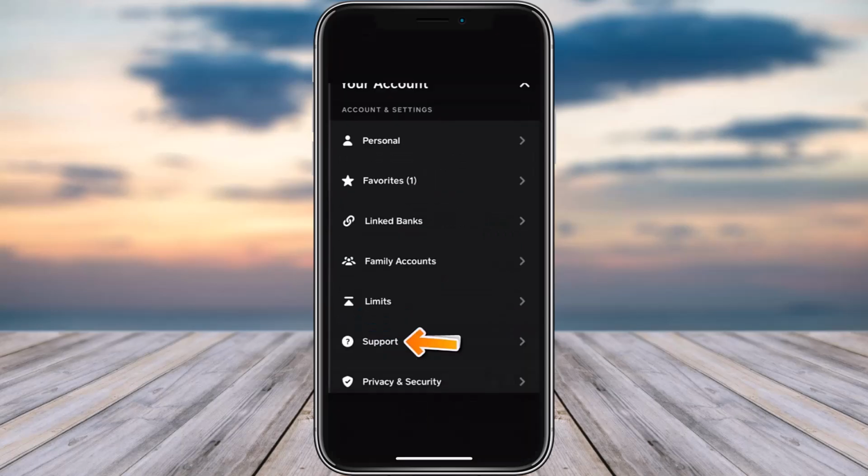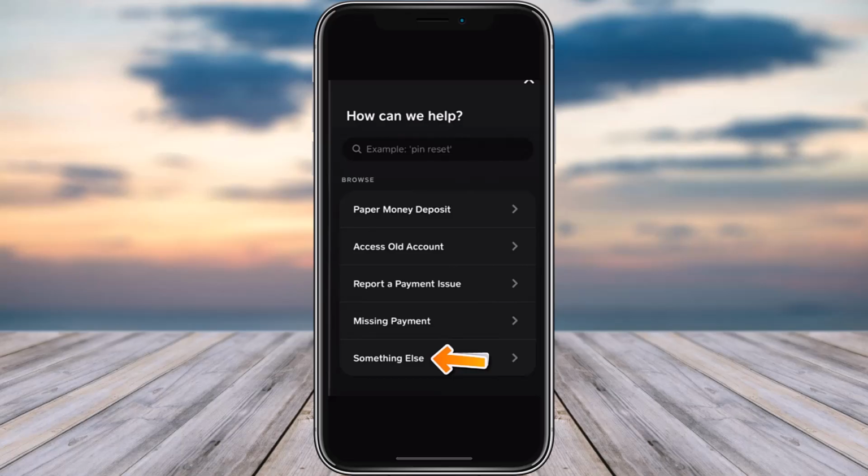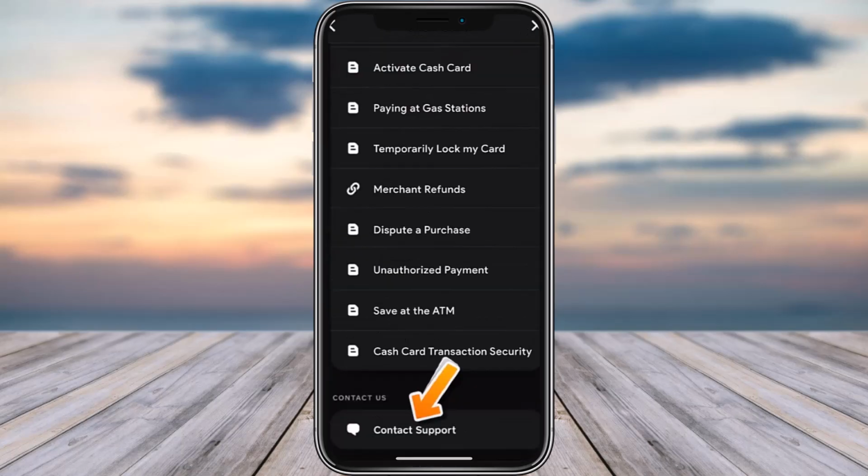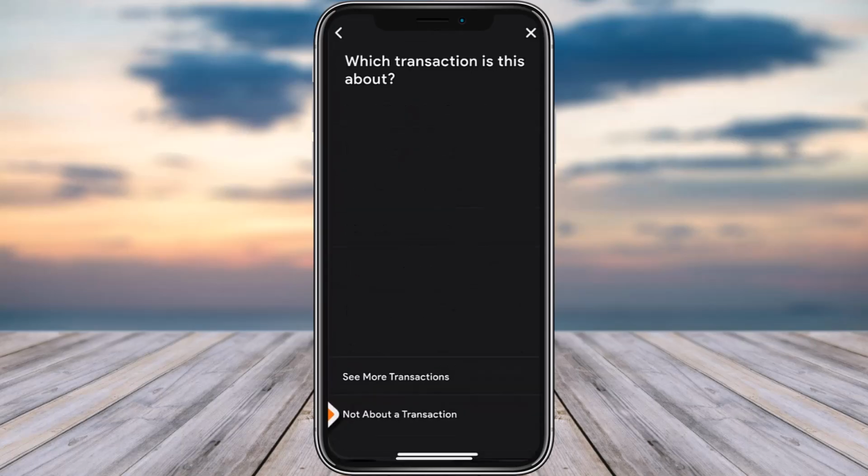corner. Then tap on the option of support by scrolling at the bottom as highlighted. Then tap on the option of something else. Then tap on the option of cash card from the options. Then tap on contact support. Now tap on the option of not about a transaction right over there.